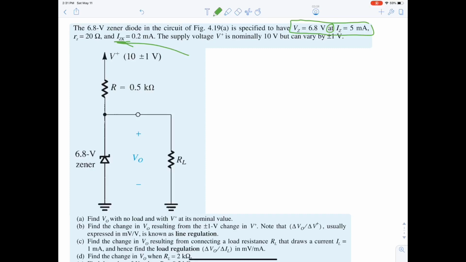Let me write this down. The minimum current required for the Zener to operate in the breakdown region.